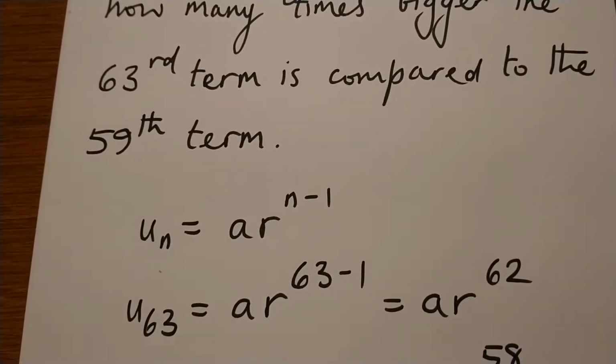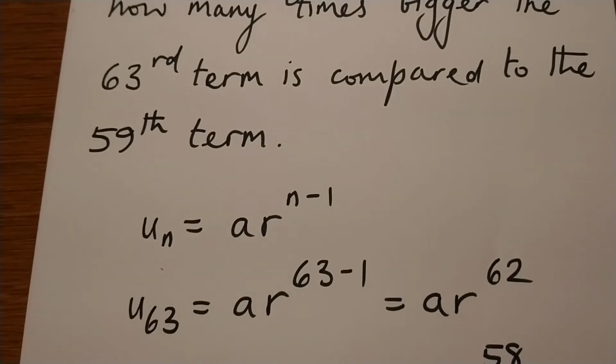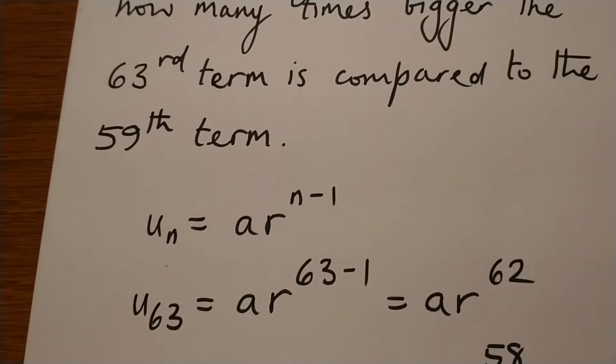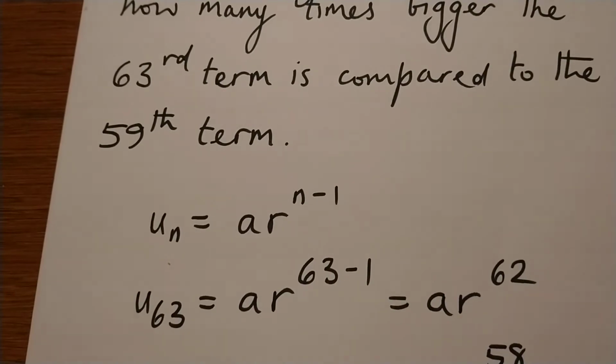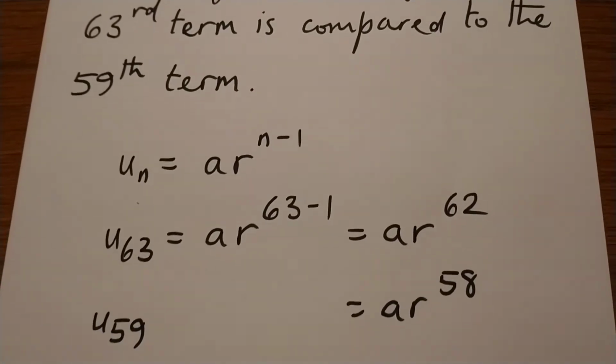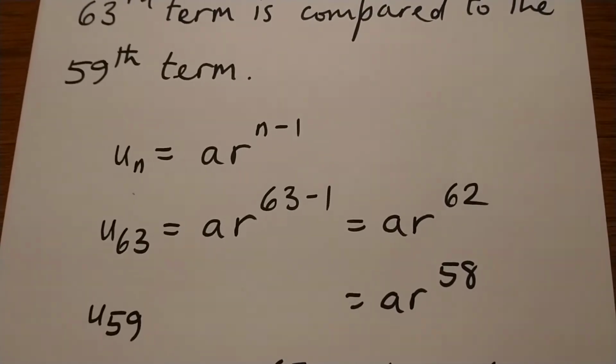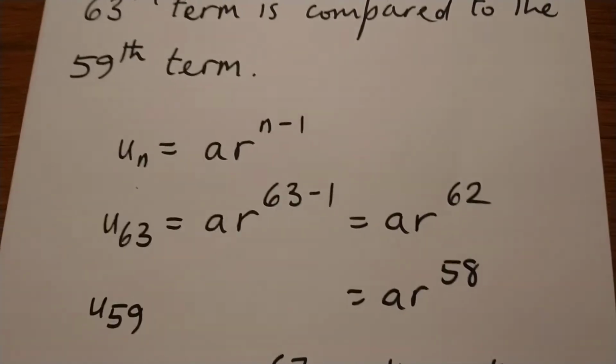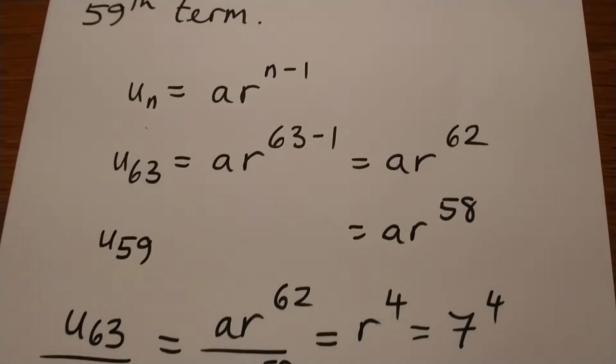The 63rd term is going to be ar to the 63 minus 1, which is going to be equal to ar to the power 62. The 59th term, in a similar way, is going to be ar to the 58.